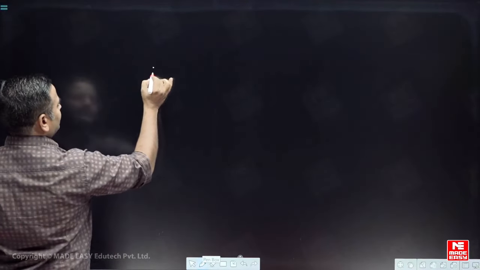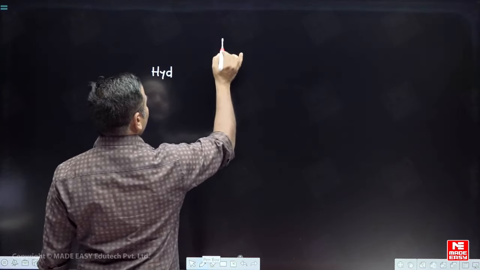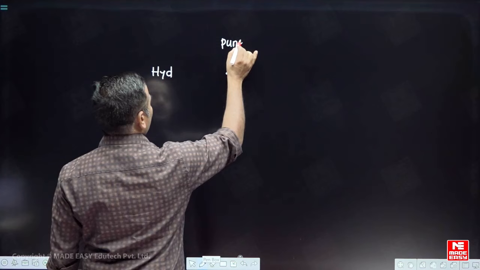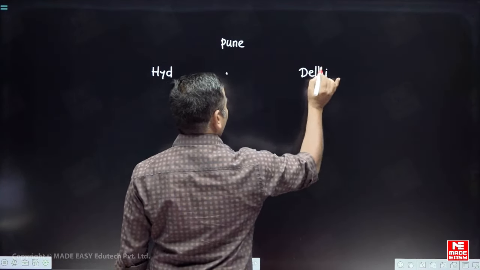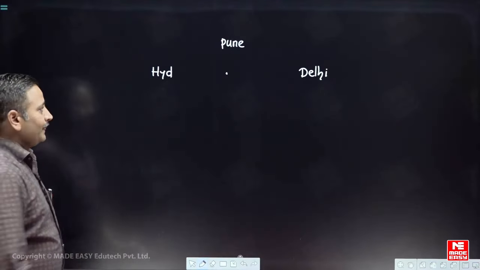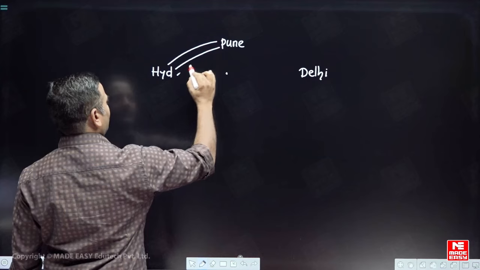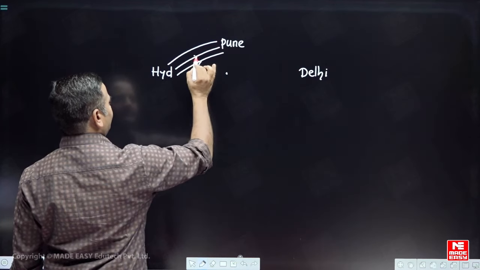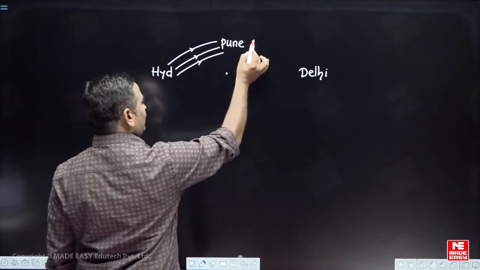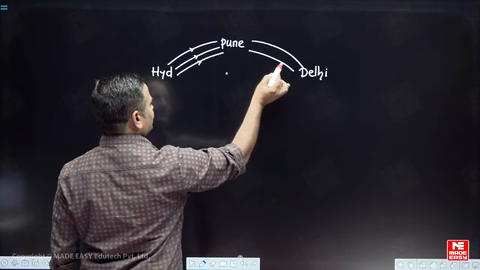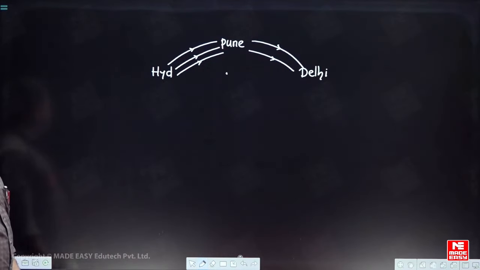Friends, just assume that there are 3 cities: Hyderabad, Pune and then Delhi. Assume that from Hyderabad to Pune we can reach in 3 different paths, and from Pune to Delhi we can reach in 2 different paths, friends.